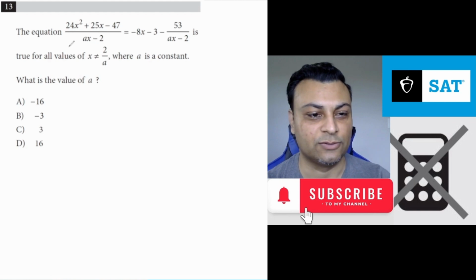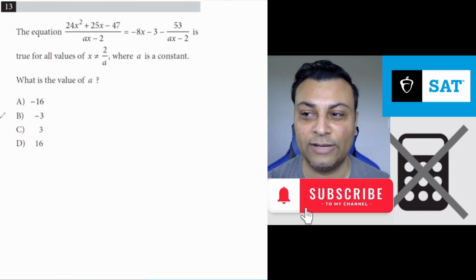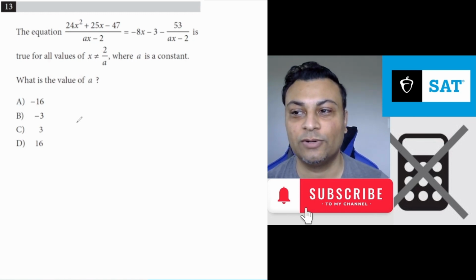You would be dividing by 0. So they just mentioned that x cannot be 2 over a. But otherwise, it's true for all values of x where x is not 2 over a. Okay, what's the value of a?